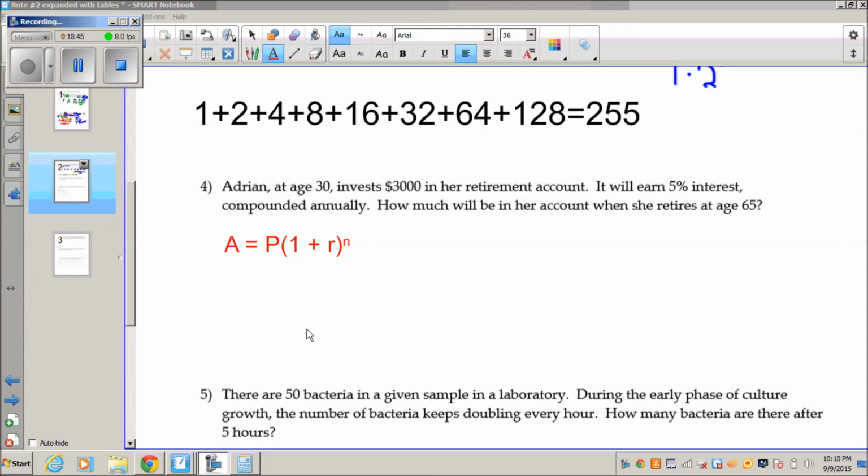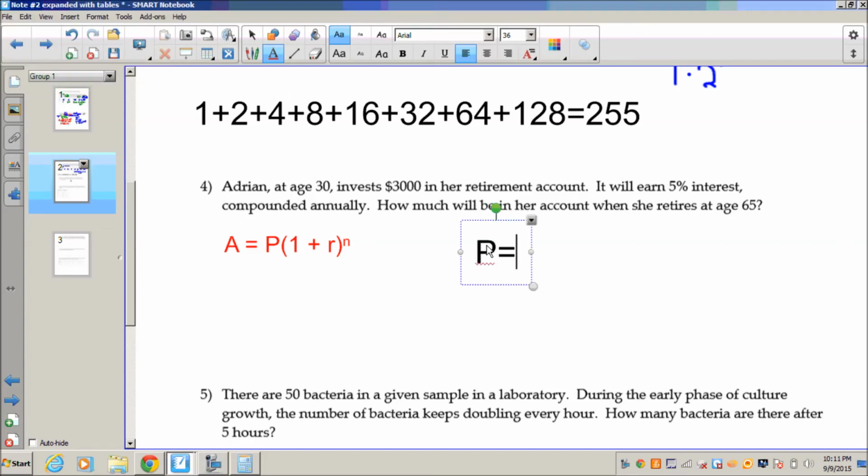So this is another investment question. We're going to go back and use the same formula from before, where A is the amount of money that she will earn, P is the principal, the amount invested, R is the rate as a decimal, and N is the number of years. In this case, P is the $3,000 that was initially invested.